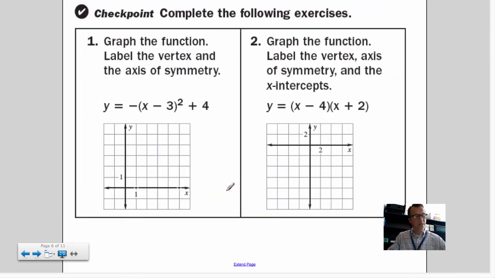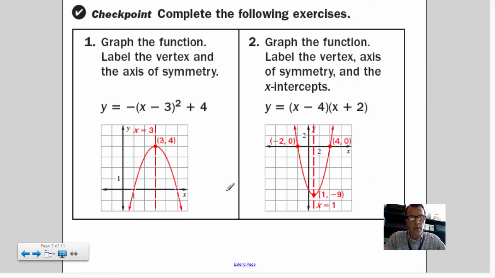So you've got 2 examples here to work on. First one is in vertex form, and the second is intercept form. Go ahead and hit pause, and when you're ready, I'll show you the answers. And here we have the answers.